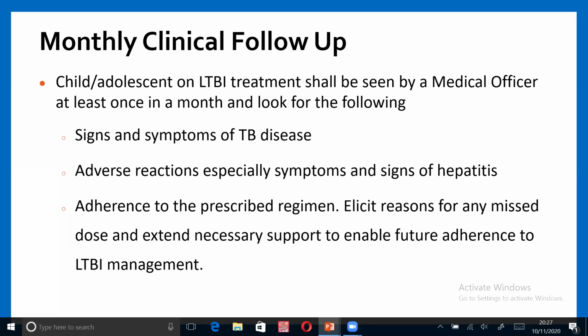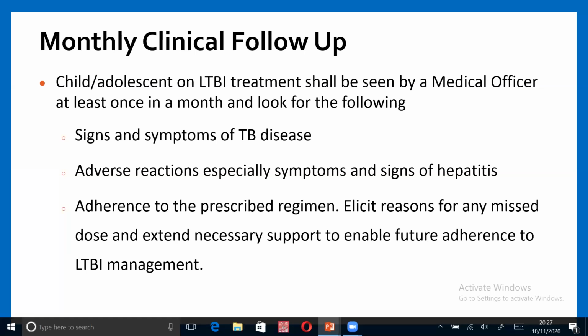And adverse reactions, usually we have to ask for drug allergy, drug rashes, or features of hepatitis. You can start with anorexia, nausea, vomiting, abdominal pain, pale colored stools. Only if there are no adverse events will there be a high chance that they will adhere to the prescribed regimen, because we should always understand that this is a group of children who do not have any disease.